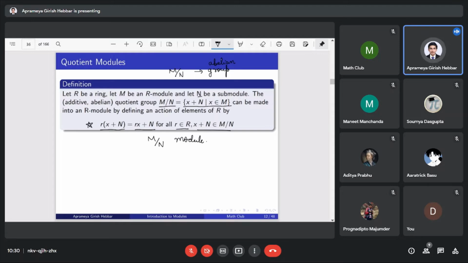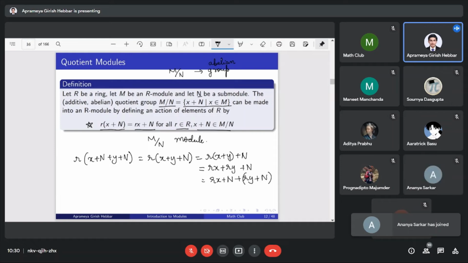Now again, if we want to verify some basic property like r times ((x plus N) plus (y plus N)), by definition this is r times (x plus y plus N). Now since M is an R module, this would be rx plus ry. Now since N is a submodule, this would be (rx plus N) plus (ry plus N). So this verifies one of the axioms. The others are also similarly verified.